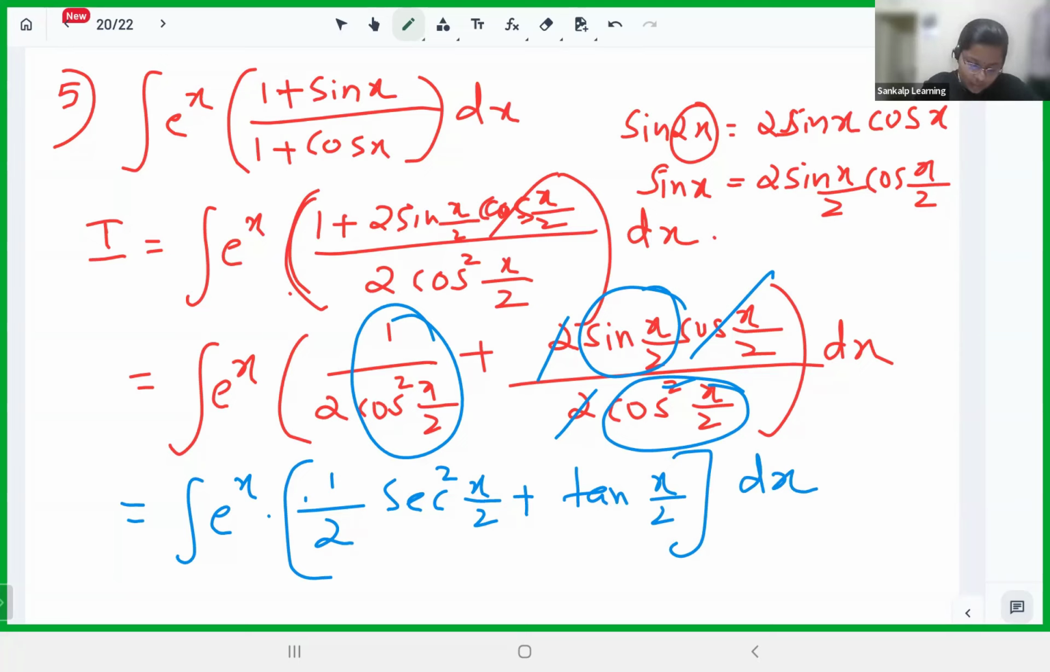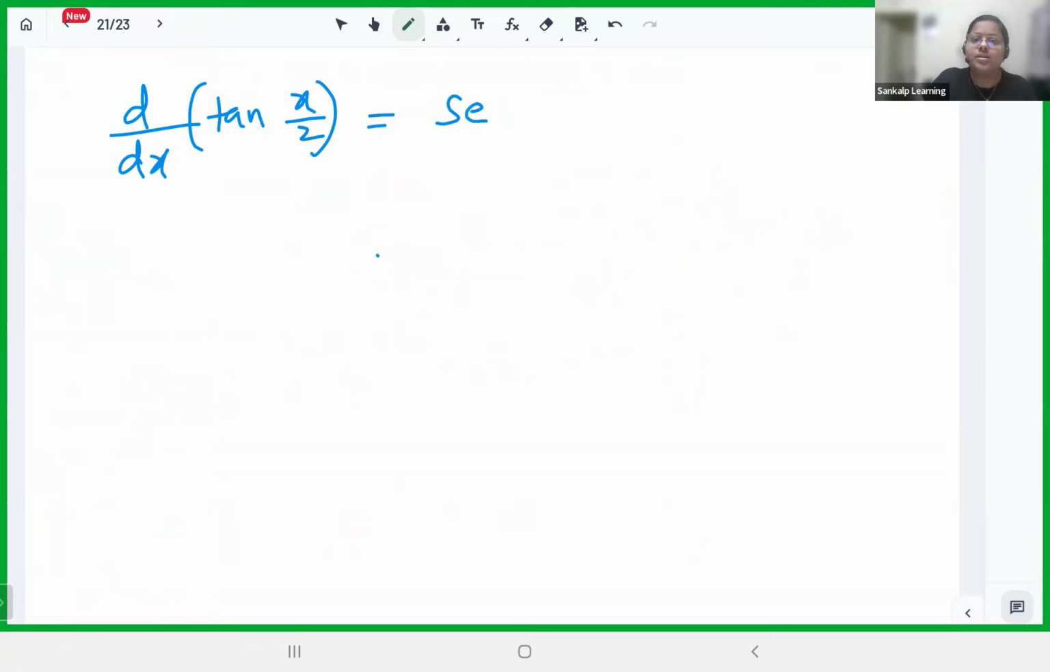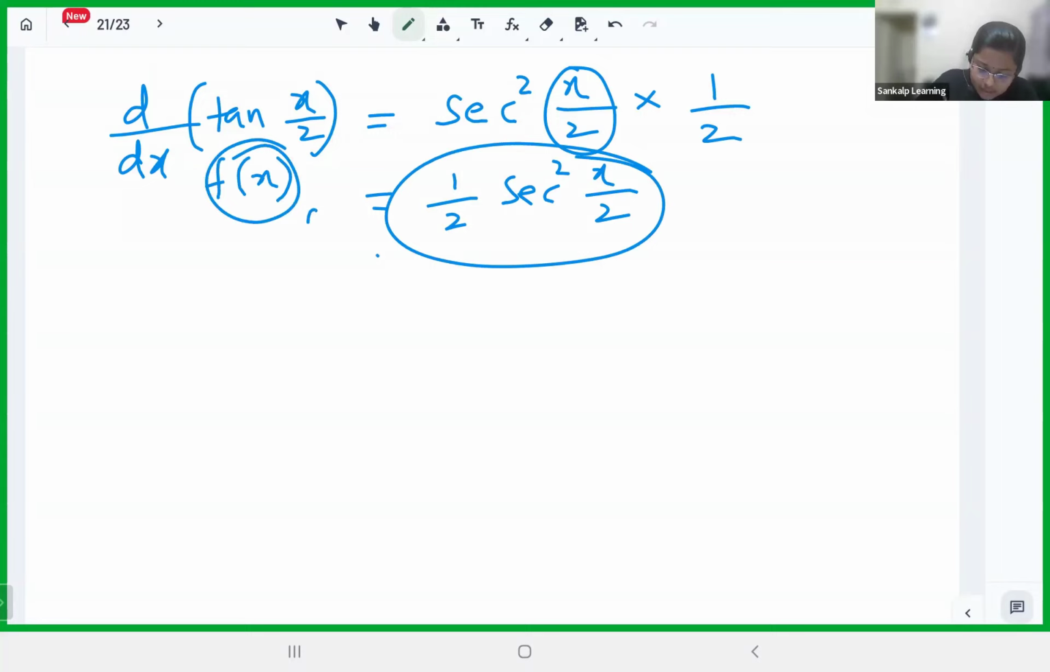And now you can observe this, that is d by dx of tan x by 2. What is it? Tan x, we know its derivative is sec square x, right? So here it is sec square x by 2, but we have considered x by 2 in the place of x, so we have to multiply the derivative, which is 1 by 2. So it is 1 by 2 sec square x by 2. So this is f of x. If this is f of x, then what is f dash of x? F dash of x is equal to 1 by 2 sec square x by 2.